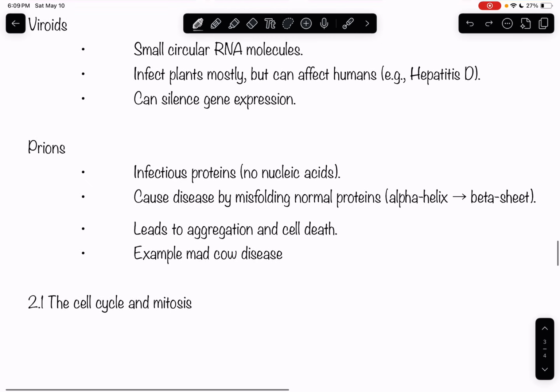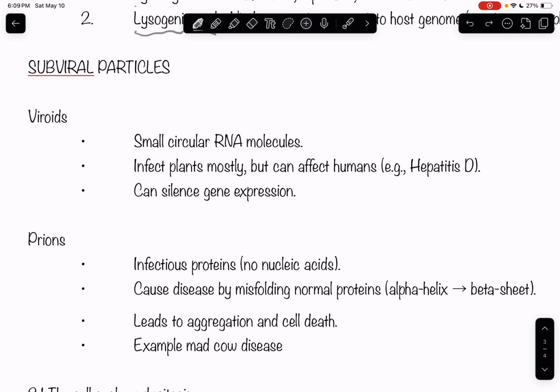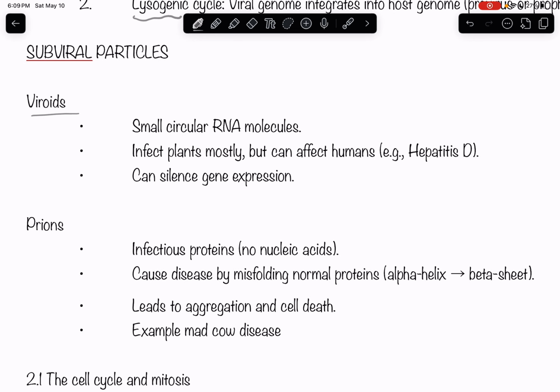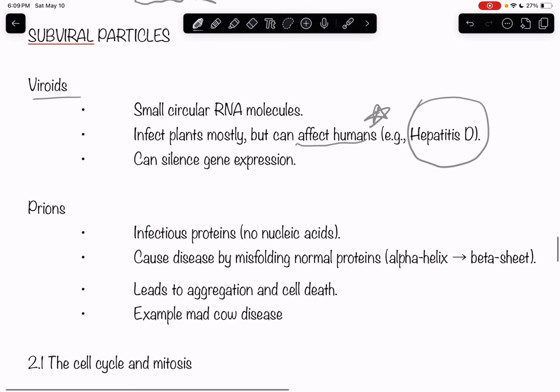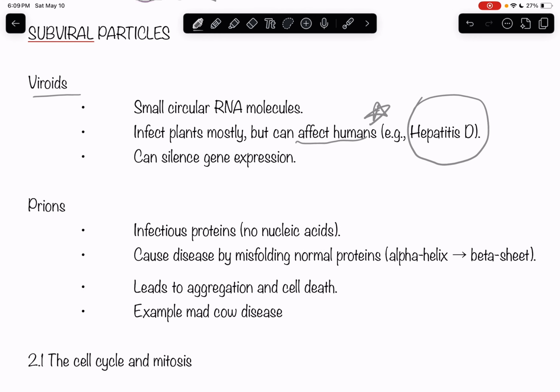Last but not least, let's go over the subviral particles. Viroids are small circular RNA molecules. They mostly infect plants, but that's actually how we get hepatitis D, because they can sometimes infect humans. I would start that as well. And then they can silence gene expression. Again, I would start that.